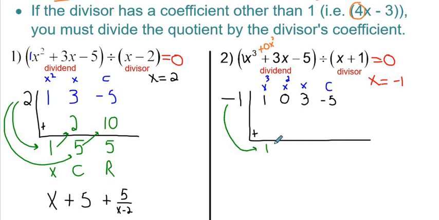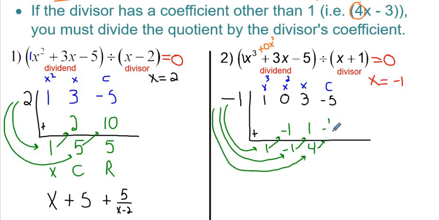-1 times 1 equals -1. 0 plus -1 is -1. -1 times -1 is +1. 3 plus 1 is 4. -1 times -4 is -4. -5 and -4 add to -9.